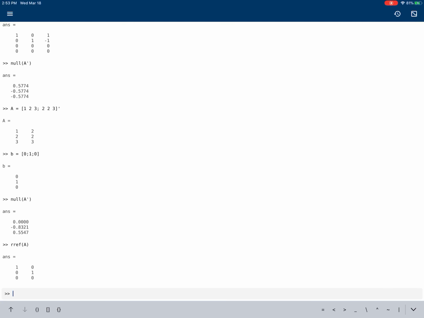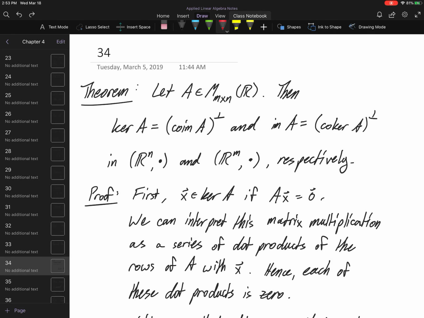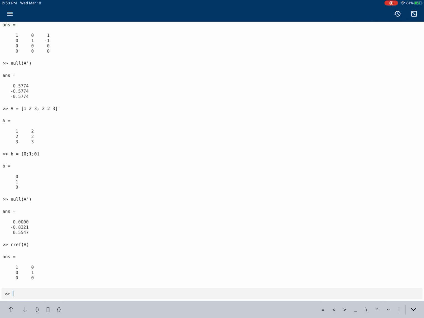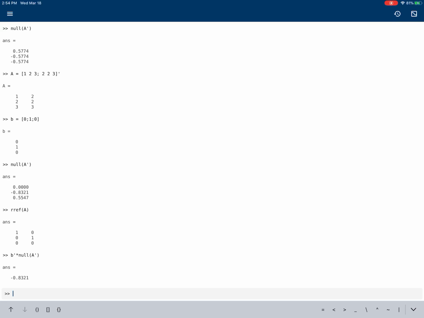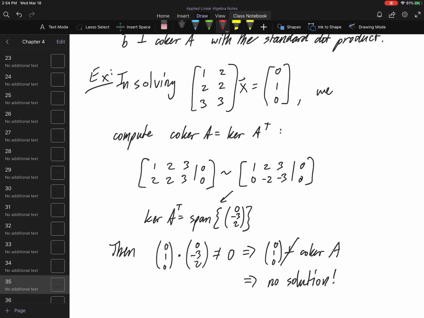So RREF of A, let's see, this is a basis for the image, and I get the co-kernel off of this. Yeah, the co-kernel. Oh, sorry, no, that's not what I'm doing. I'm checking this against the B vector, right? So B has to be perpendicular to every element of the co-kernel, so null. If I were to dot, so B transpose times null of A transpose.